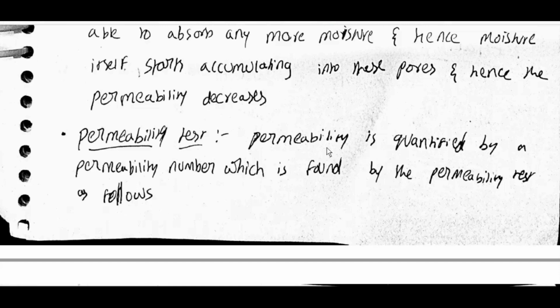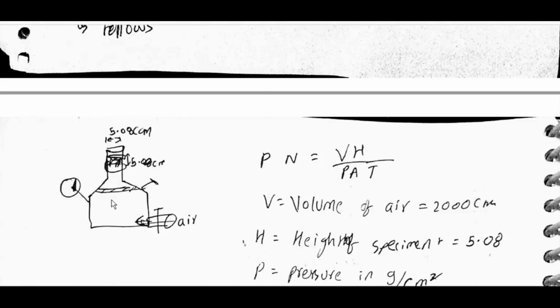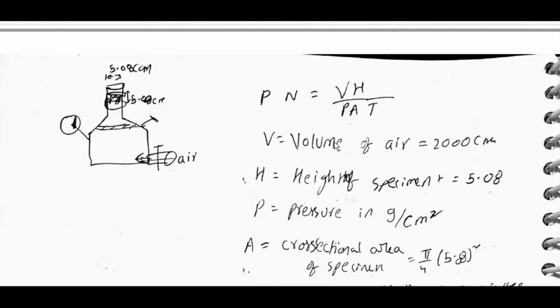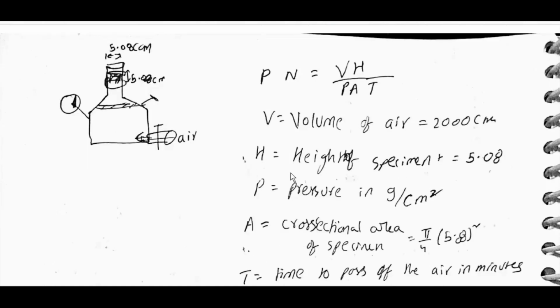Permeability is quantified by a permeability number, which is found by a permeability test as follows: a specimen of 5.08 centimeters by 5.08 centimeters. Permeability number Pn is equal to Vh by PAT. V is equal to volume of air, which is 2000 centimeter cube. H is equal to height of specimen, which is 5.08. P is equal to pressure in gram per centimeter square.